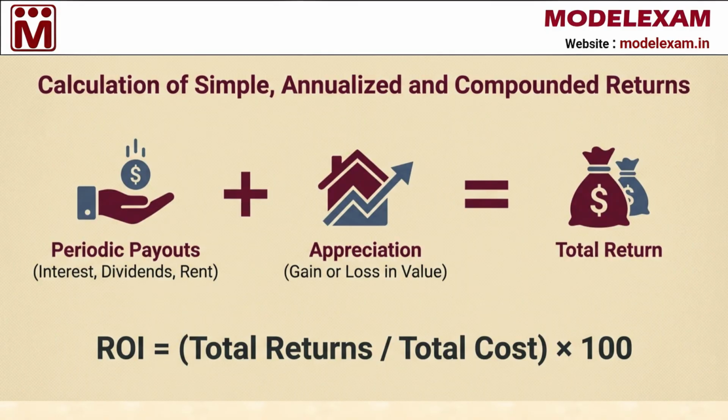Now, let us break down what actually makes up a return. Imagine you have an investment. You might receive periodic payouts, which is money flowing into your hand, like interest from a bank, dividends from stocks, or rent from a property. Then there is appreciation, which is the gain or loss in the value of the asset itself, like a house price going up. When you add the periodic payouts plus the appreciation, that equals your total return. So, the formula for ROI is your total returns divided by your total cost multiplied by 100.